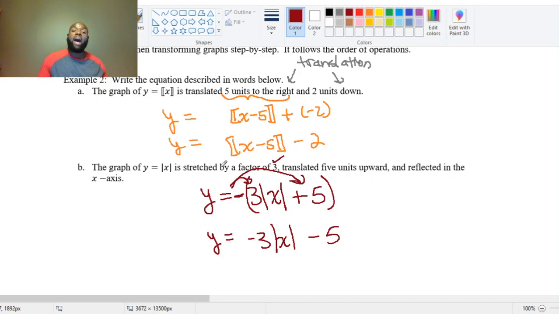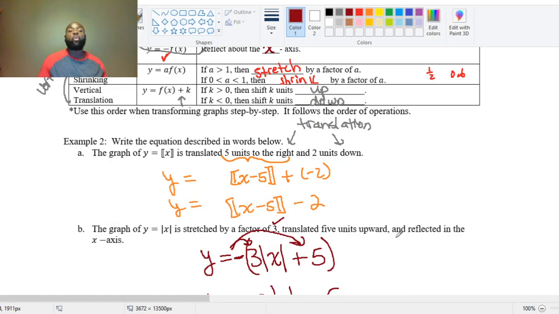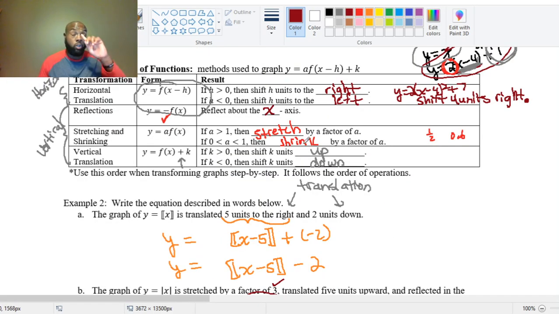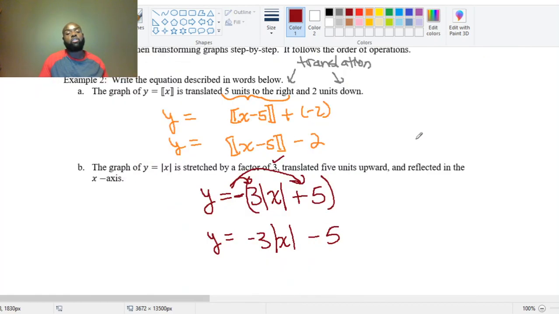Now, although I did this in this order, generally when we graph a function using transformations, we want to do our horizontal translations first, our reflections, our stretches, and then our vertical translations, in that order. I'm going to use this order because it kind of follows the order in which the operations are done from the inside function out. And that's how we want to do these transformations.